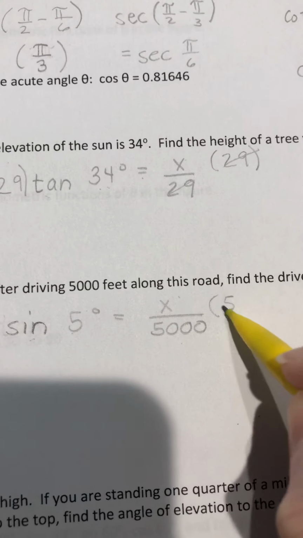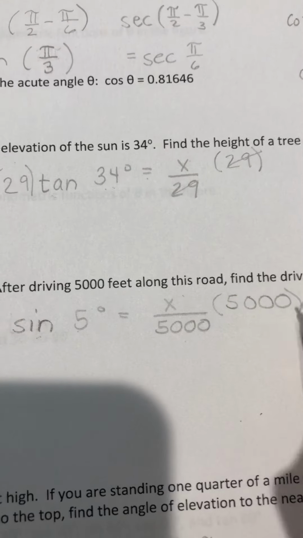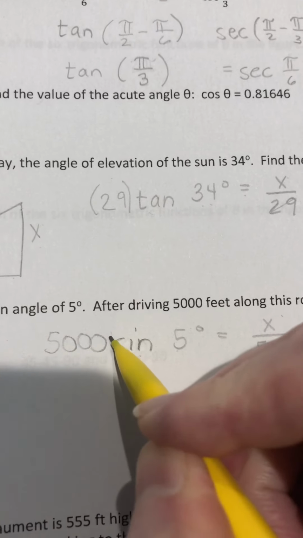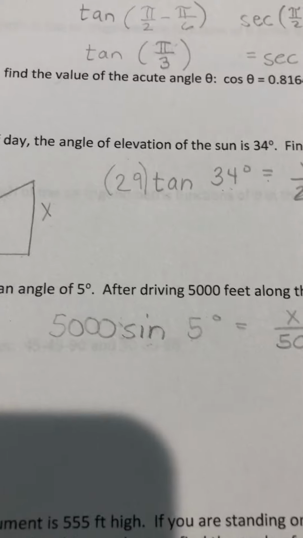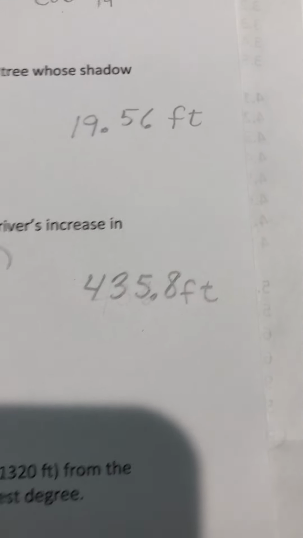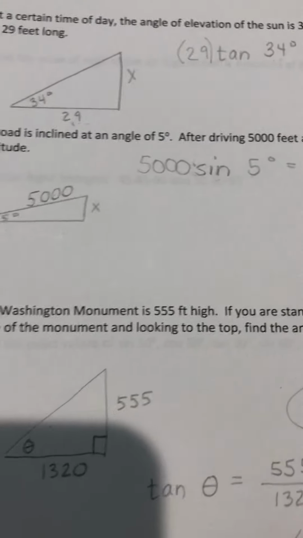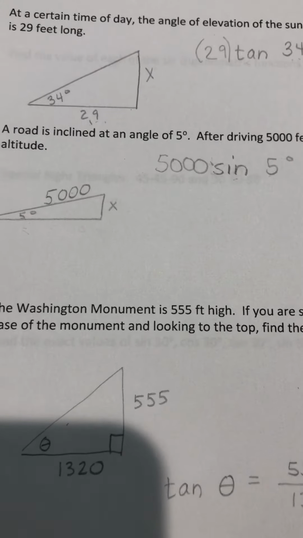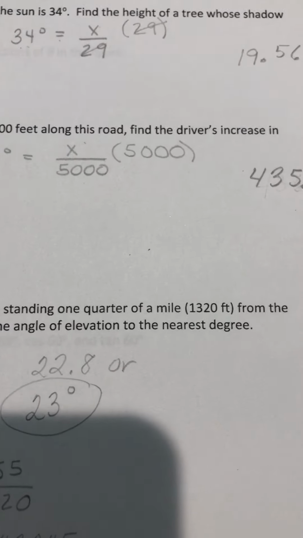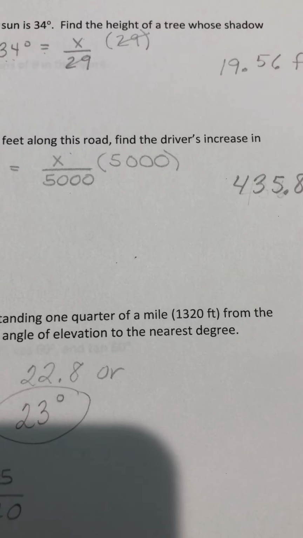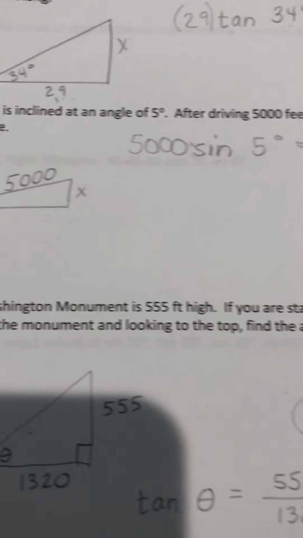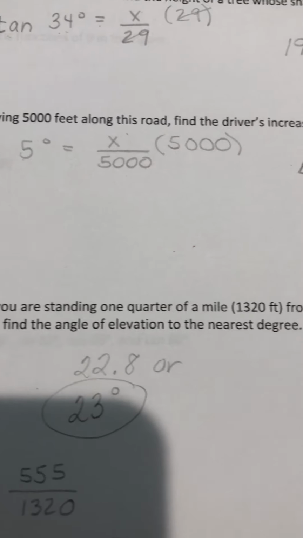So multiply by 5,000 to clear the fraction on both sides, and you can do this all in one step in your calculator, and we should still be in mode degrees, and you get 435.8 feet. And the last one, the Washington Monument is 555 feet high. If you are standing 1/4 of a mile, which is 1,320 feet from the base of the monument and looking to the top, find the angle of elevation to the nearest degree.